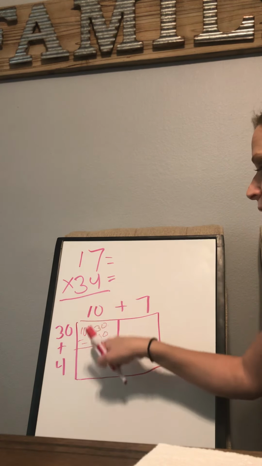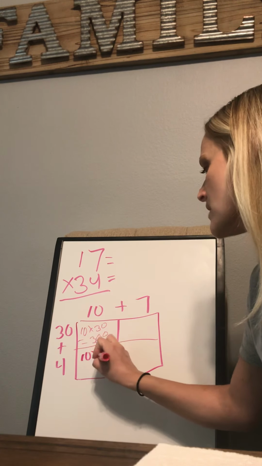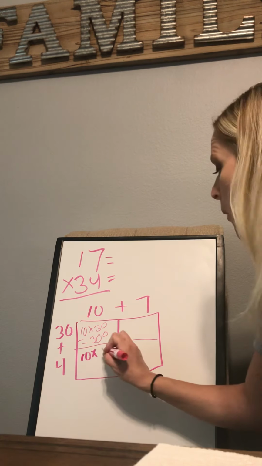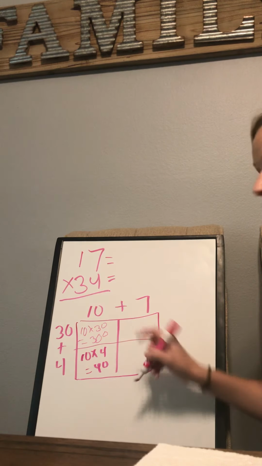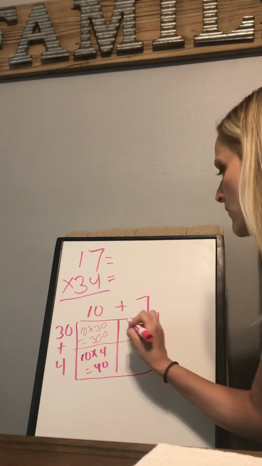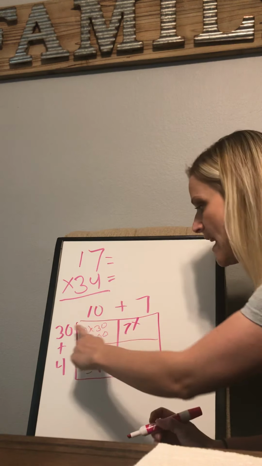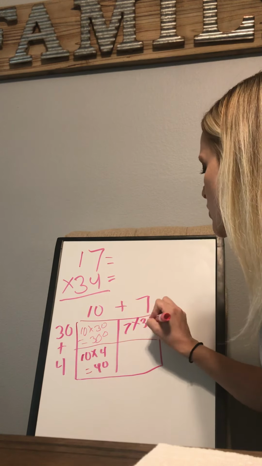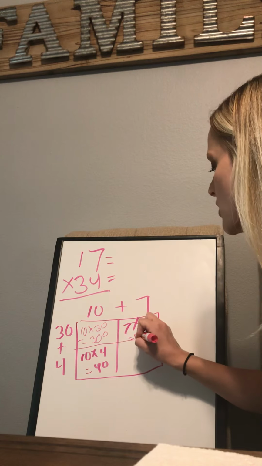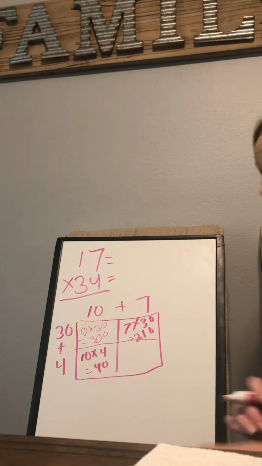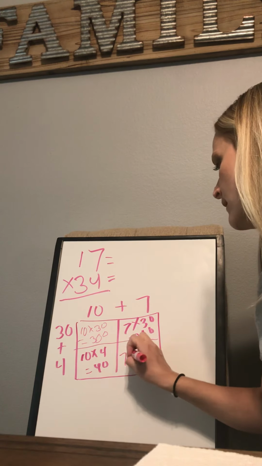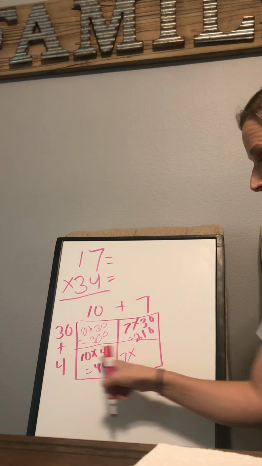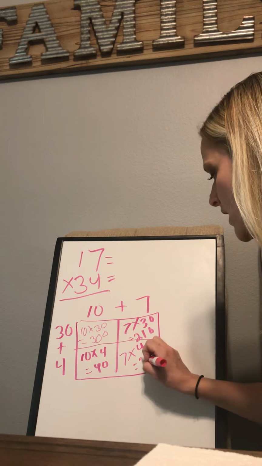What's on top of this box? 10 times, what's to the side of this box? 4. 10 times 4 is 40. Inside this box, what's on top is 7 times what's to the side? 30. 7 times 30 is, 7 times 3 is 21, add a 0. Inside this box, what's on top of the box is 7 times what's to the side of this box is 4. 7 times 4 is 28.